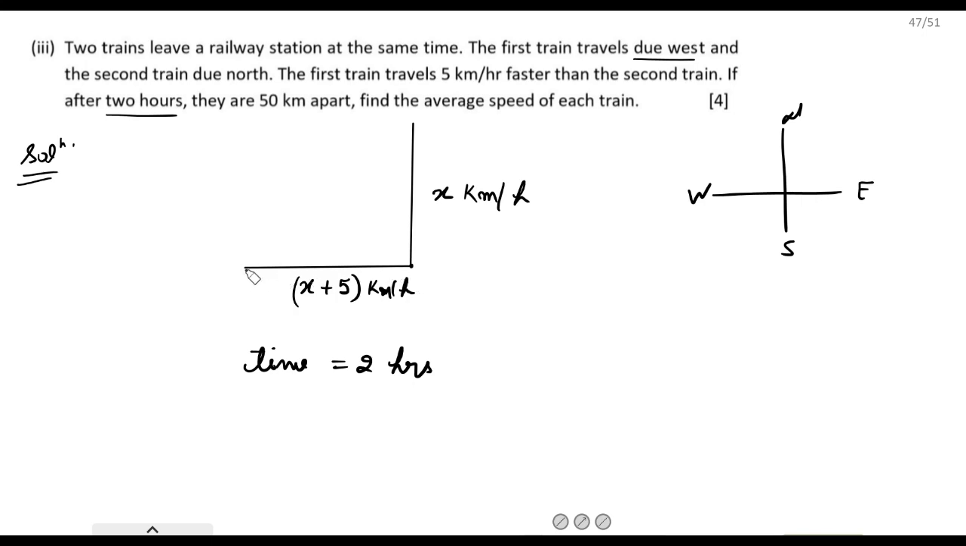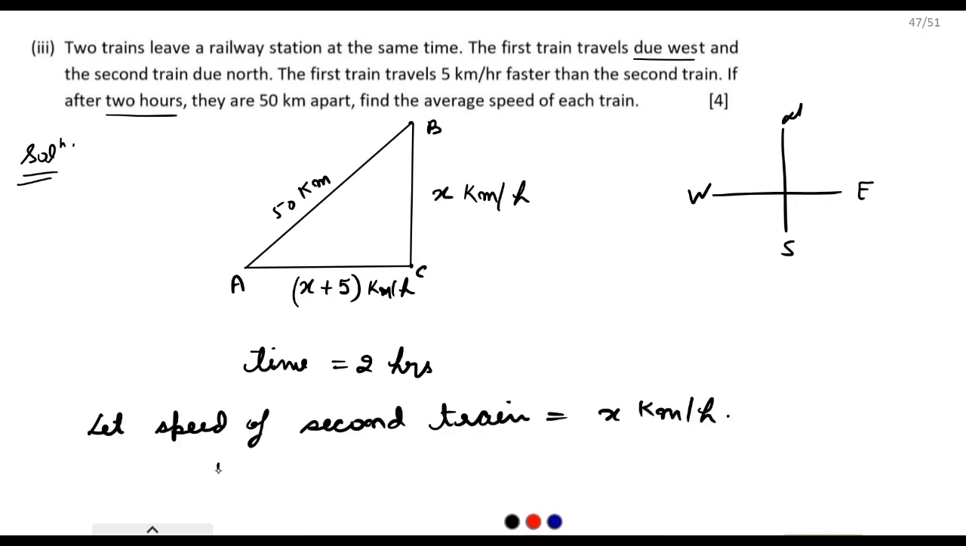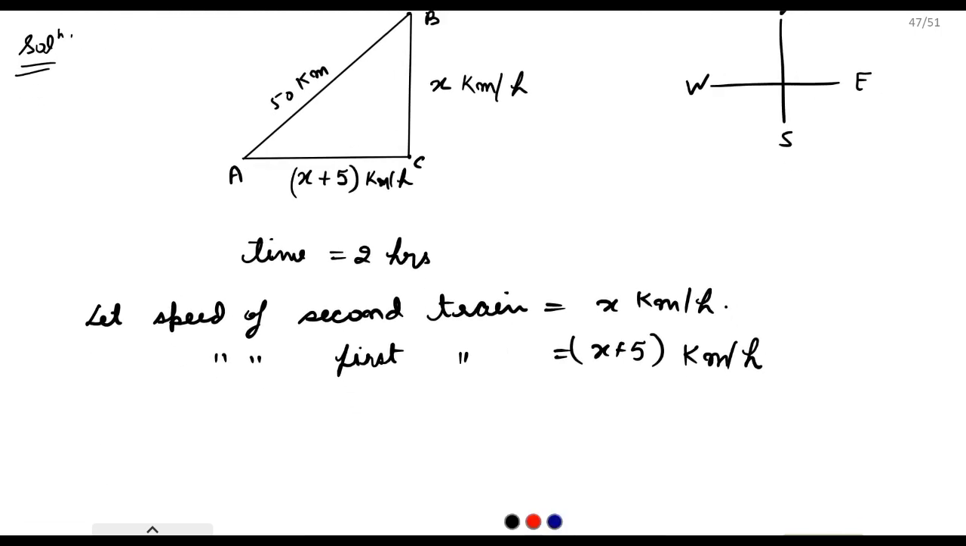Suppose after 2 hours, the first train is at this point and the second train is at this point. Then the distance between these two trains, AB, is 50 km. Find the average speed of each train. Now distance AC is the distance covered by the first train in 2 hours with x plus 5 km per hour speed. Then AC is equal to speed into time, and speed is x plus 5 and time is 2.